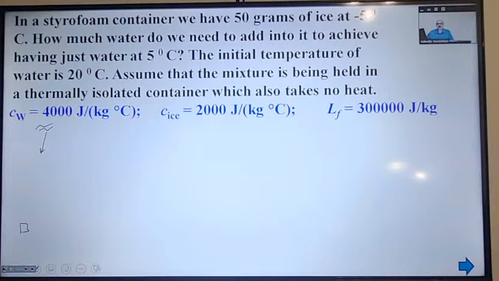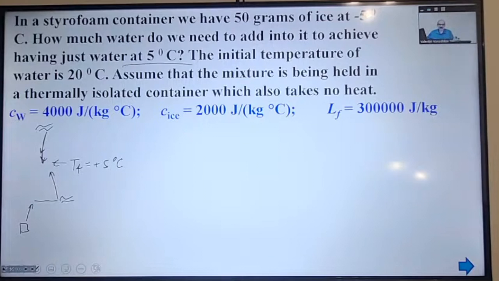You know, legally, you cannot solve any problem in physics without drawing a diagram. So ice warms up to zero, melting. We get cold water, which warms up. And this cools down. The final temperature is 5 degrees Celsius. How do I know?